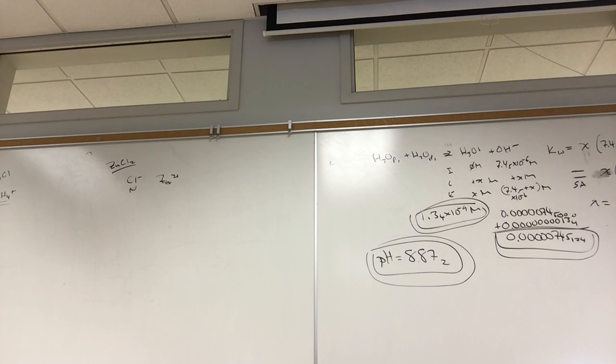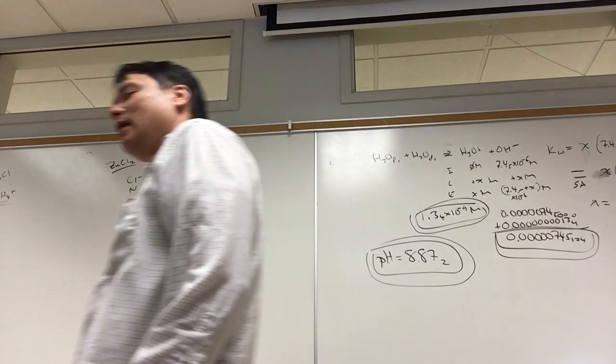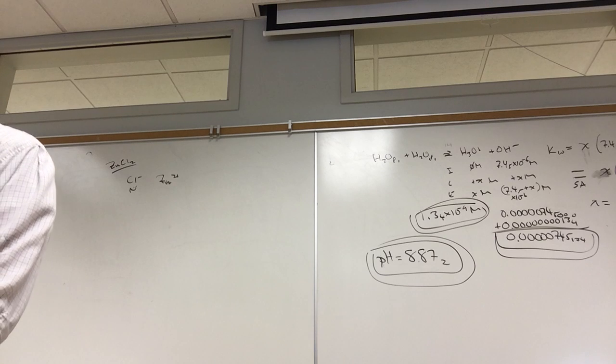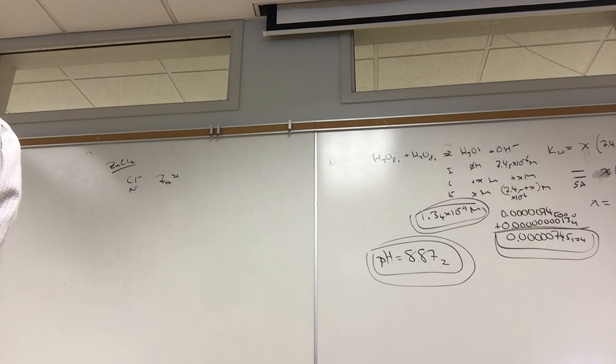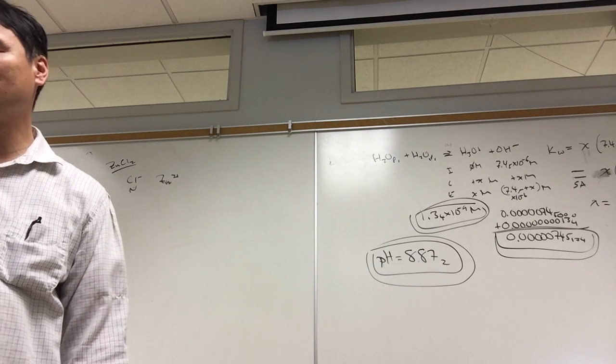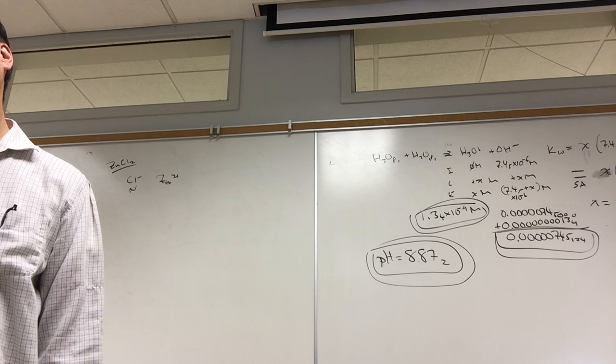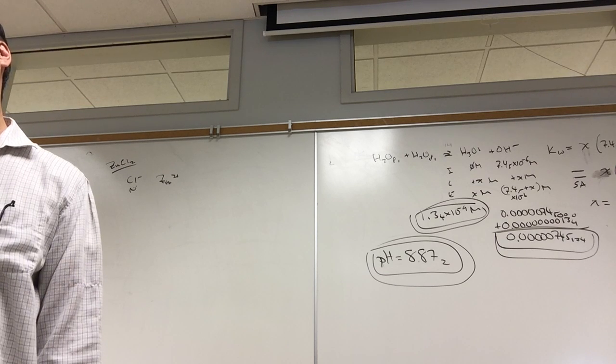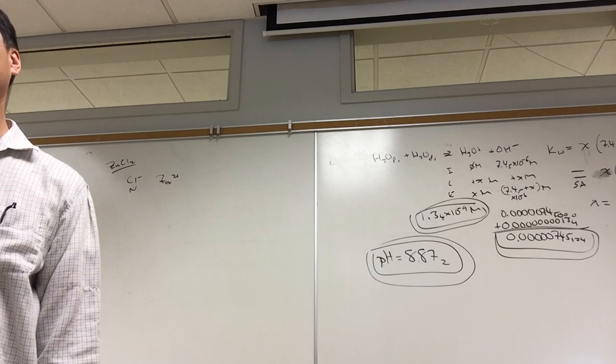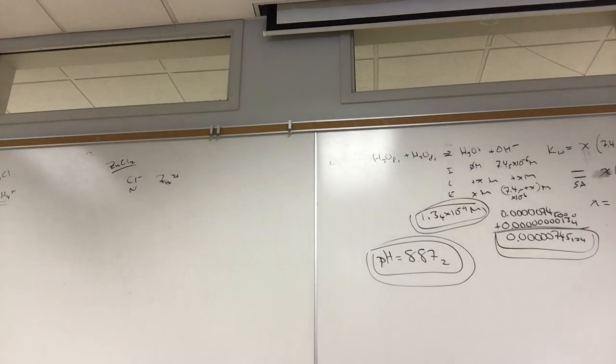How come? Because you're supposed to memorize. All cations are acidic, except for sodium, potassium, group 1, and group 2, and calcium, strontium, and barium. Those are the cations of the soluble hydroxides. The cations of the soluble hydroxides are neutral. All the other cations should be acidic. Their aqua complexes will hydrolyze water. It doesn't matter what is bonded.